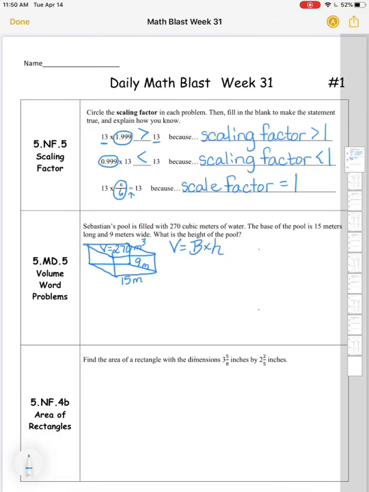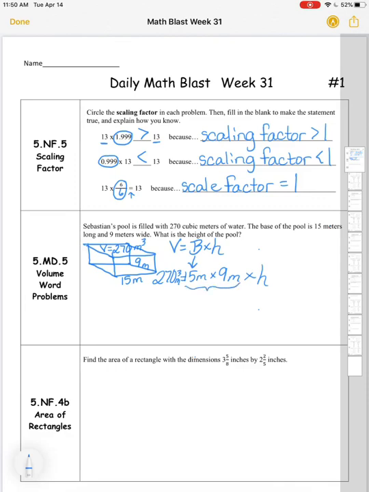Now, here, the area of the base is not given to us, but we can determine the area of the base, because it's rectangular, by taking the length times the width. So, here I'm going to show that 15 meters times 9 meters is what the area of the base would be. And then we're going to have to multiply that by the height, and we already know the volume, 270 meters cubed. So now I want to solve for this h in the equation here.